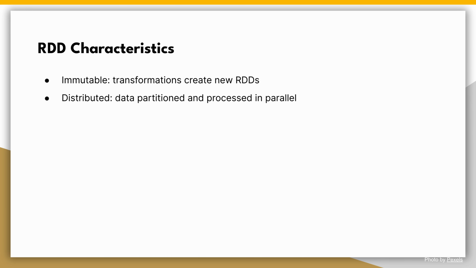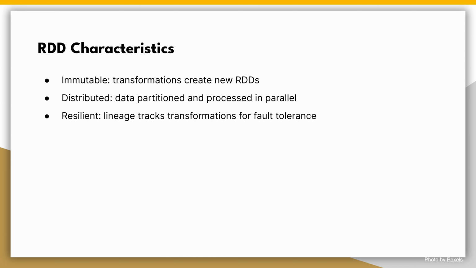First, immutable. RDDs are immutable, which means they cannot be modified once created. Instead, transformations on RDDs create new RDDs, allowing us to apply a series of transformations to the data. Second, distributed. RDDs are distributed across multiple machines in a cluster. Spark automatically partitions the data and distributes it across the nodes, enabling parallel processing.